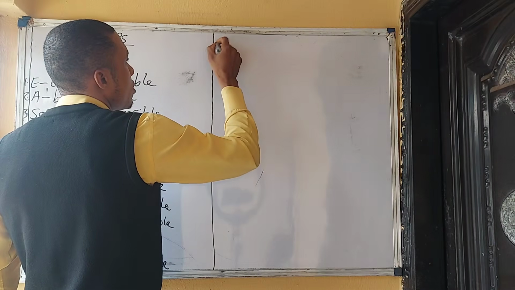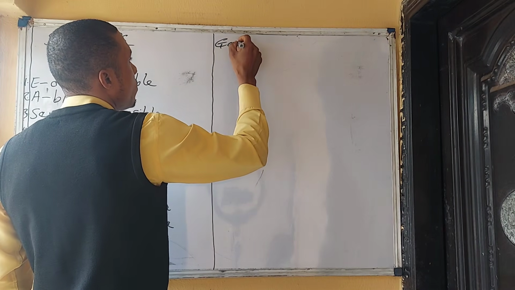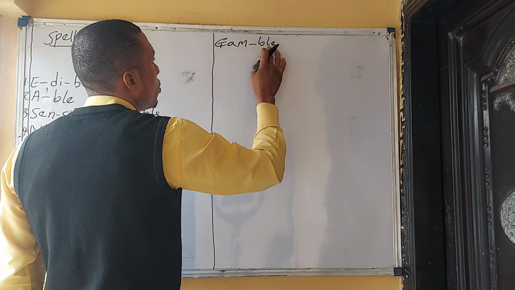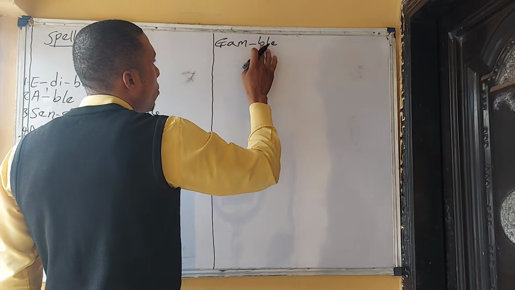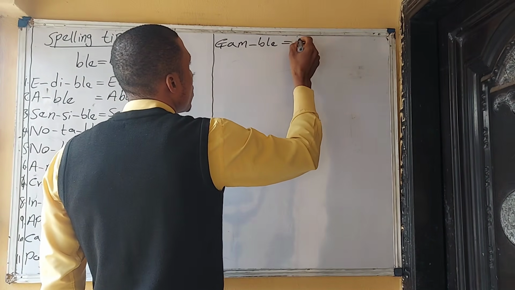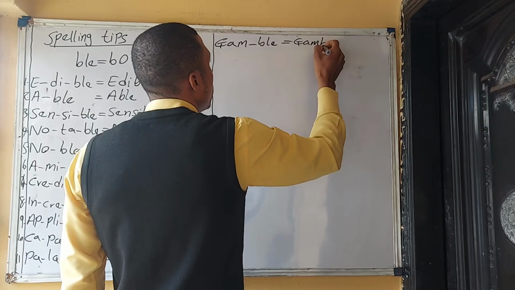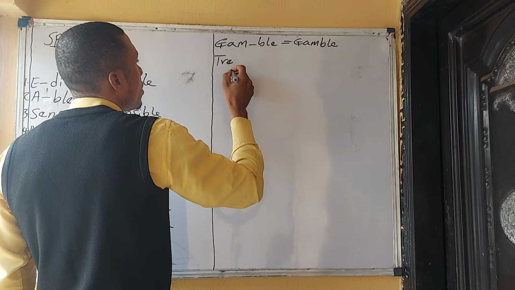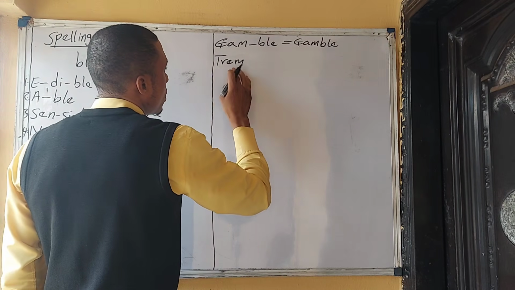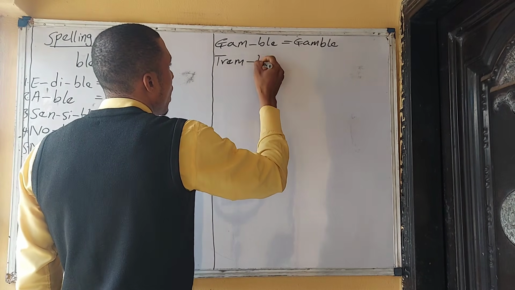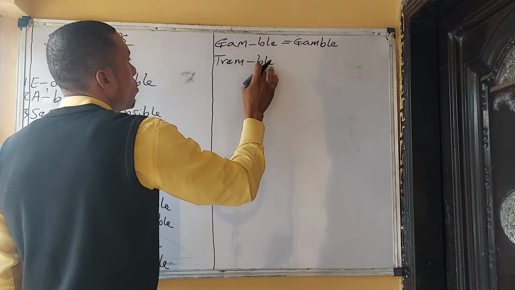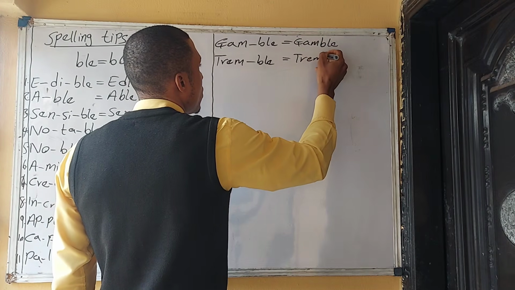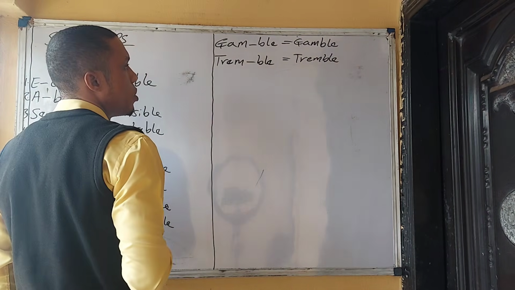Now we have GA, is ga. If I add M, it is gam. Then if I add bo, ga, gam, bo. If you bring it together, you have gambo. Next one, you have tre. If I add M, it is trem. Then you add your bo, becomes trem, bo. Bring it together, you have tremble.